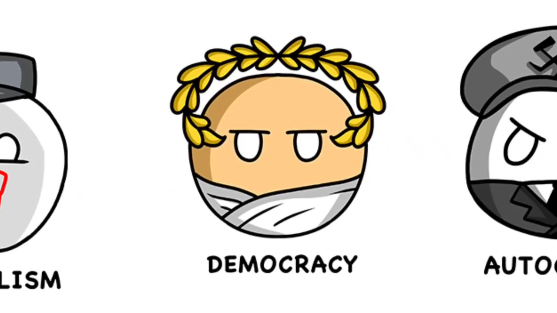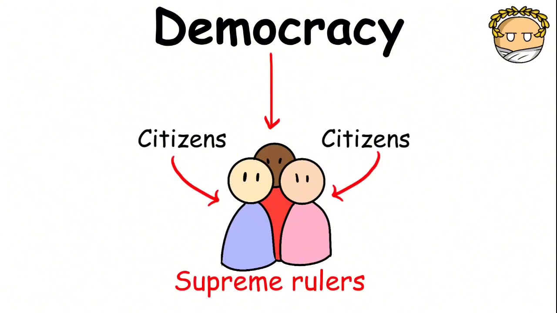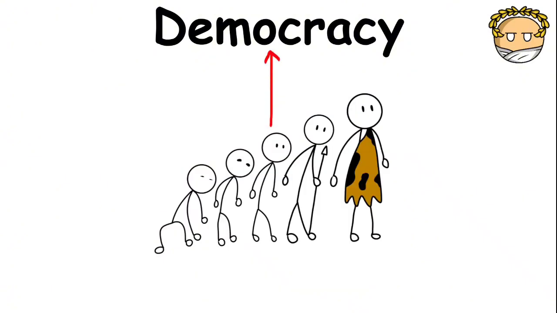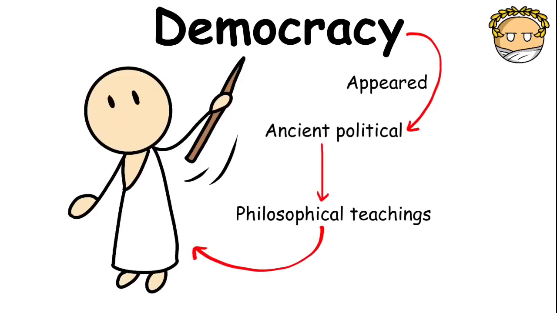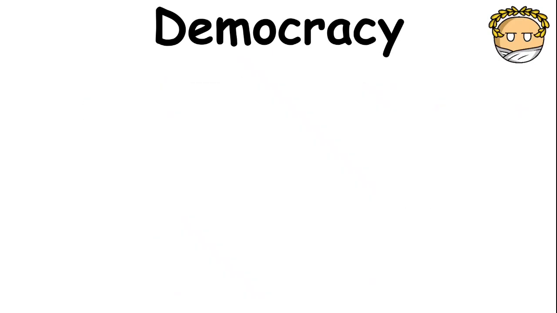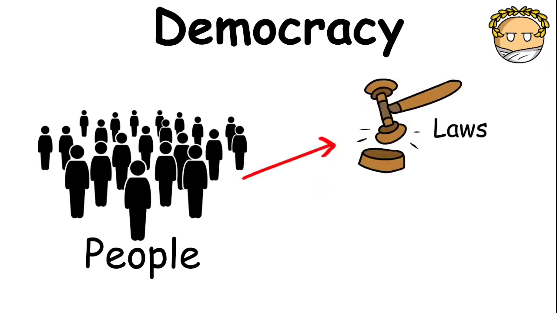Democracy. A democracy is when a country believes that the citizens are the supreme rulers of the nation. Democracy is as old as human civilization itself, but first appeared in the ancient political and philosophical teachings of the people of Athens. In a democracy, the people are the ones who determine the leaders and the laws of the land through a majority vote.